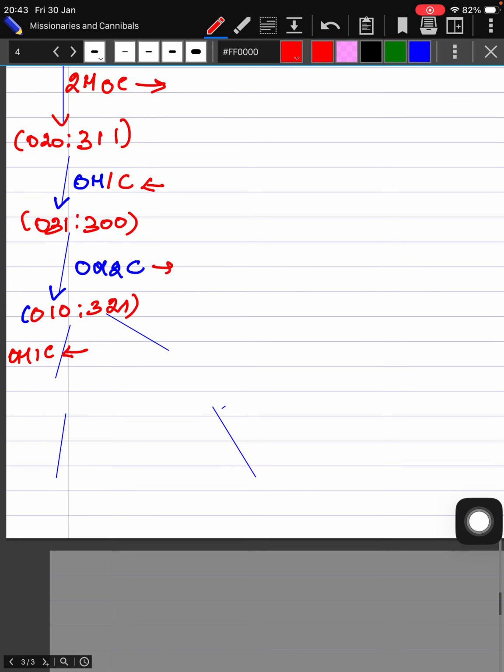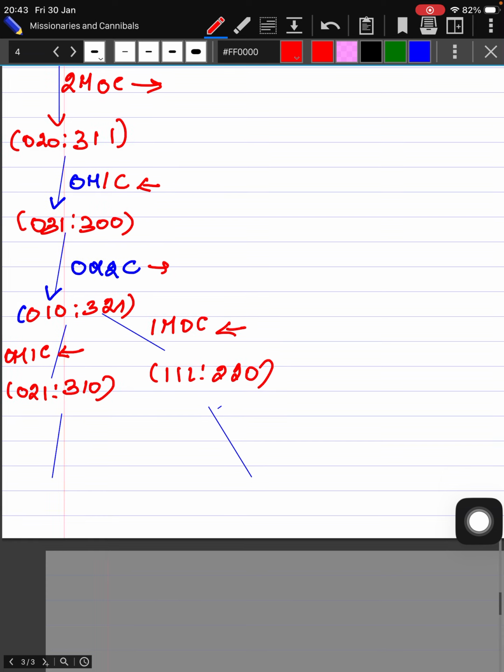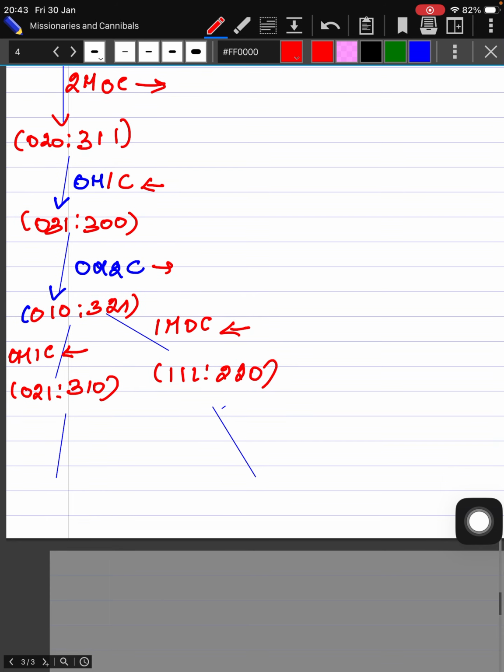What will happen now? So 0, 2, 1 colon 3, 1, 0. And another case, 1 missionary, 0 cannibal in this direction. What will I get now? 1, 1, 1, 2, 2, 0. Still my condition is not done, but I think I am closer to what I need.